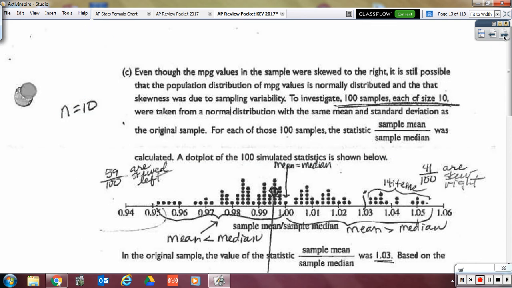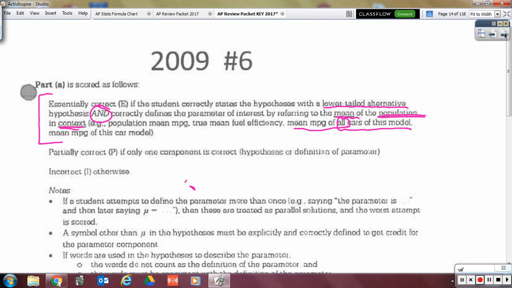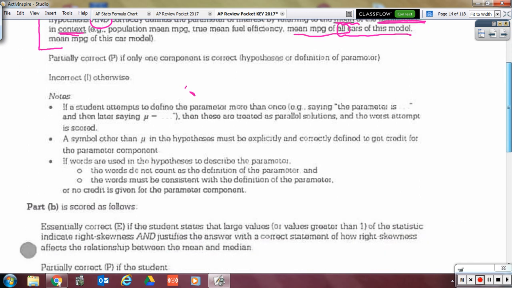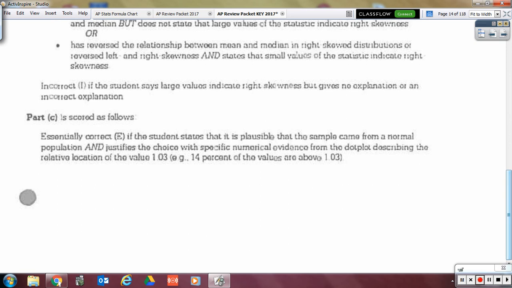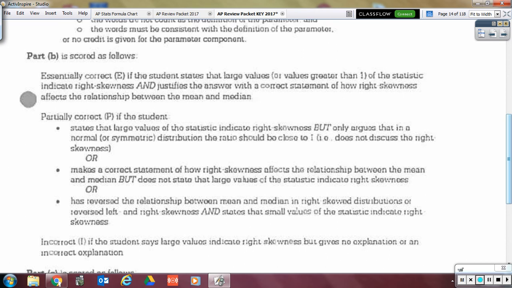Okay, now let's look at how that grades, because there's one interesting thing that they say that will knock you down to partial credit that I wanted to talk to you about. So they said you had to get essentially correct. You had to state that it was large, or values greater than 1, and justify the answer with right skewness and the relationship between the mean and the median, namely that the mean is greater than the median.